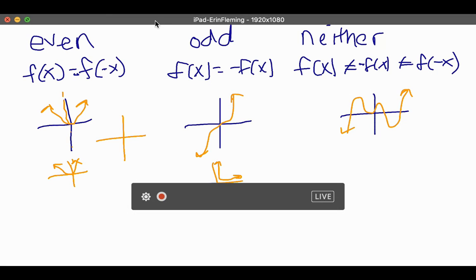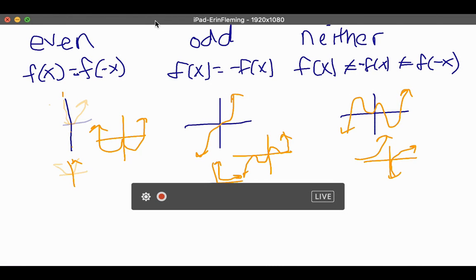An even polynomial maybe is like our W function. An odd polynomial might be one that comes in, bumps, comes down, bumps and goes back down. So there are some options there. And then especially things like our log function or exponential function on their own would be neither.